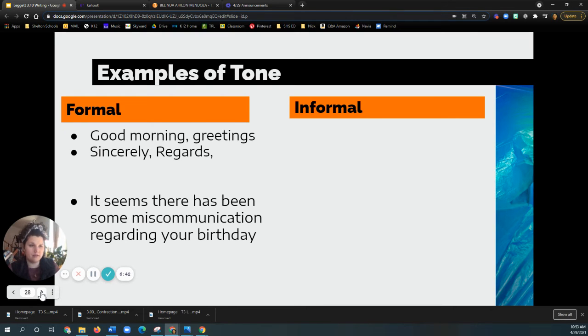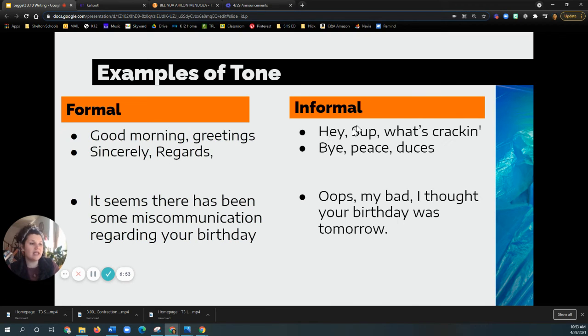Here are some examples of formal and informal when it's being written. If you're writing an email or a letter to somebody, you might start out with a good morning, greetings, and end with sincerely, regards. If you're writing informally, you might start with a hey, sup, what's cracking? And you might end with a bye, peace, deuces. The thing is, if I am leaving work and so is Mr. Kipper, the principal, I'm not going to say, yo, Mr. Kipper, deuces. I'm not going to say that. I'm going to say, bye, have a good evening.